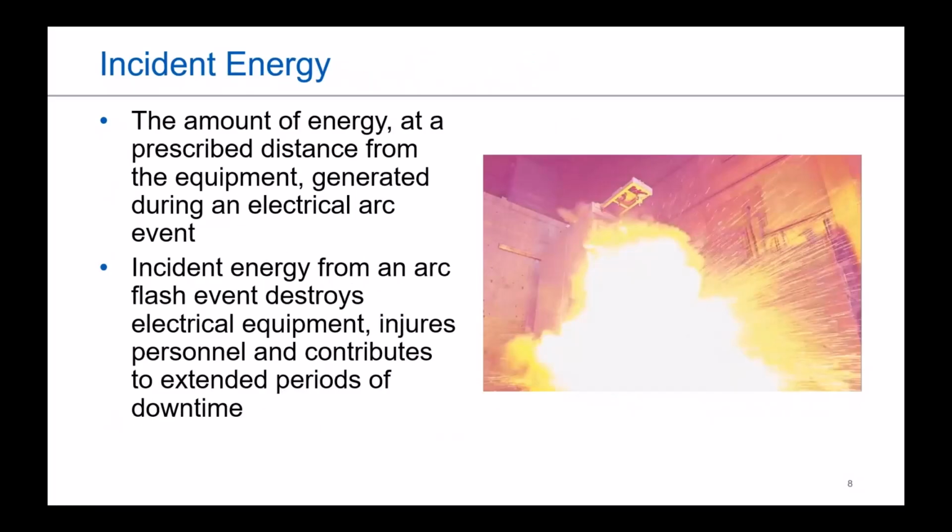So I've mentioned incident energy a couple of times, but that's really what we're focusing on when we talk about 240.87. It's the amount of energy at a given distance that can be generated during an electrical arcing event. And that incident energy gives you a way of gauging, is my PPE that I'm wearing adequate? How big of an event am I looking at in terms of what's going to be dissipated? Because this is focused on the energy amount.